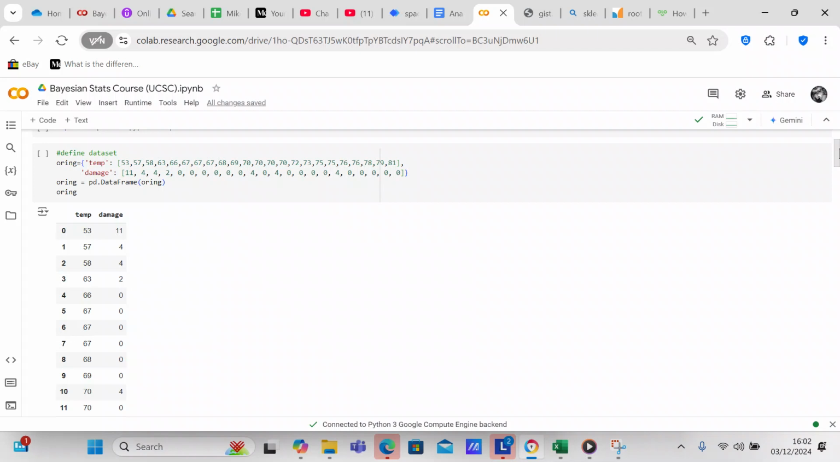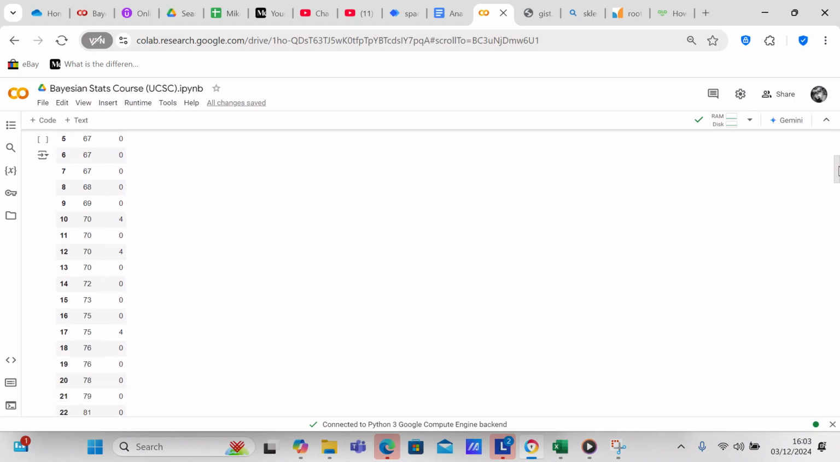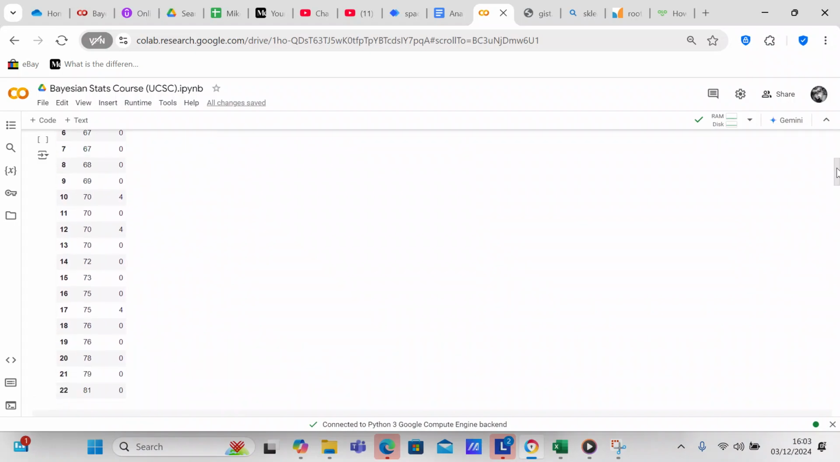So O-ring equals temp, and then we've got all the temperatures, and then damage, and then we've got the number of O-rings that were damaged. And then we're going to turn it into a data frame using pandas. And here is your data frame. So you've got your temp and your damage. It had 23 launches.